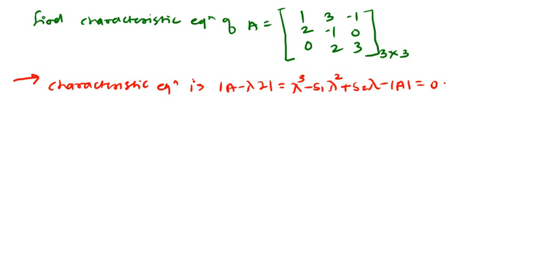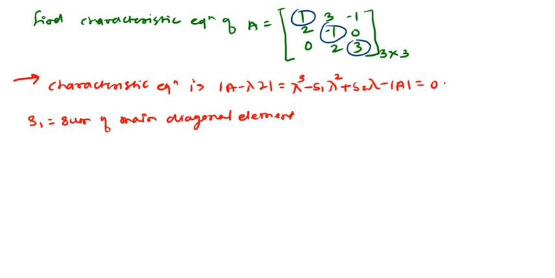Okay, where this s1 is the sum of main diagonal elements. Okay, so what is the main diagonal in this case? The main diagonal contains the elements 1, minus 1 and 3, so take its sum, which is 1 minus 1 plus 3, which is equal to 3. Okay, now what is s2?